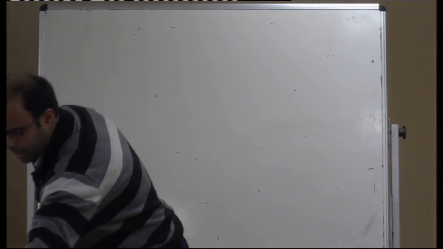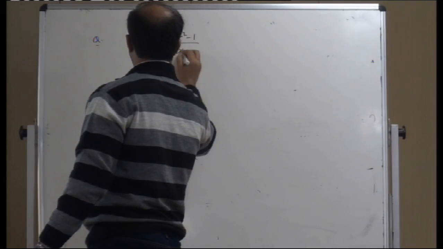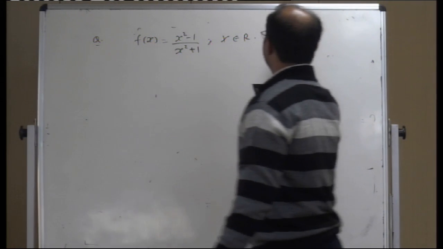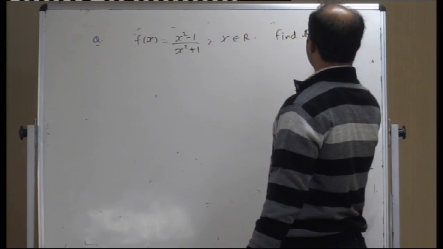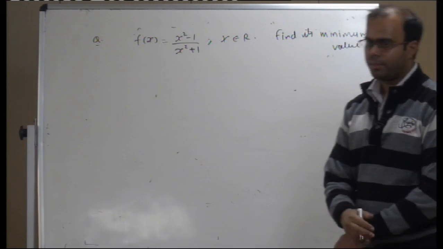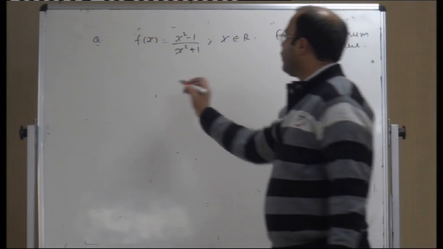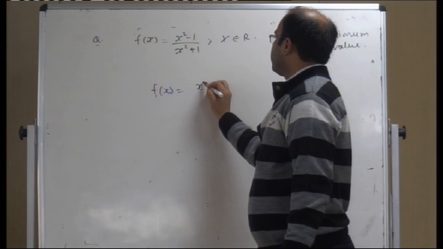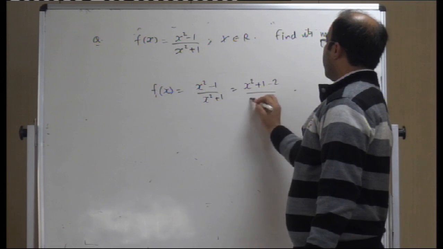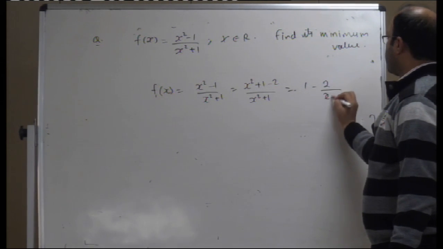Next question can be written as f(x) equal to (x square minus 1) by (x square plus 1), x belongs to real numbers, and you have to find its minimum value. Basically again we have two methods here. One is the common algebraic method, that is we have to rearrange this and reduce it to only one variable. So when we write it like this, f(x) equal to (x square minus 1) by (x square plus 1) equal to (x square plus 1 minus 2) by (x square plus 1). After splitting the LCM, we get 1 minus 2 upon (x square plus 1).